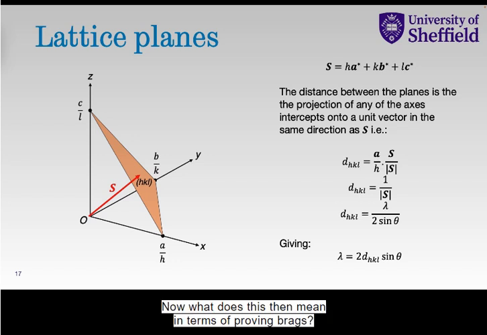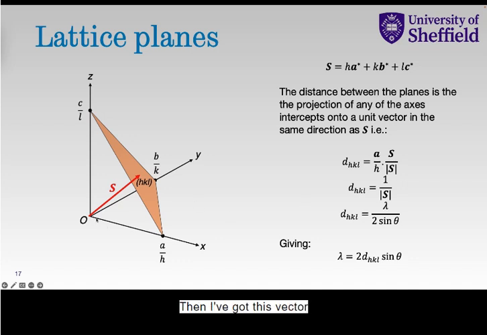Now, what does this then mean in terms of proving Bragg's law? Because I also said that I could prove Bragg's law with this. So let's think then, I've got this vector S that comes out in this direction, which I'm saying is perpendicular to this plane. Now, if I want to know the interplanar spacing of these planes, the interplanar spacing is just going to be the distance of O to this plane.